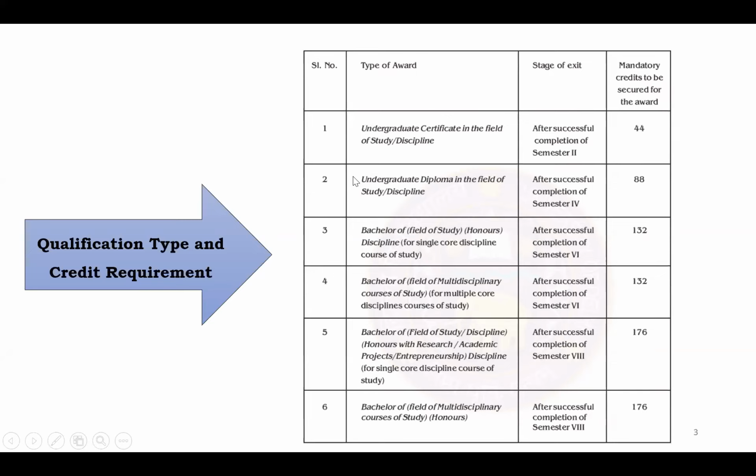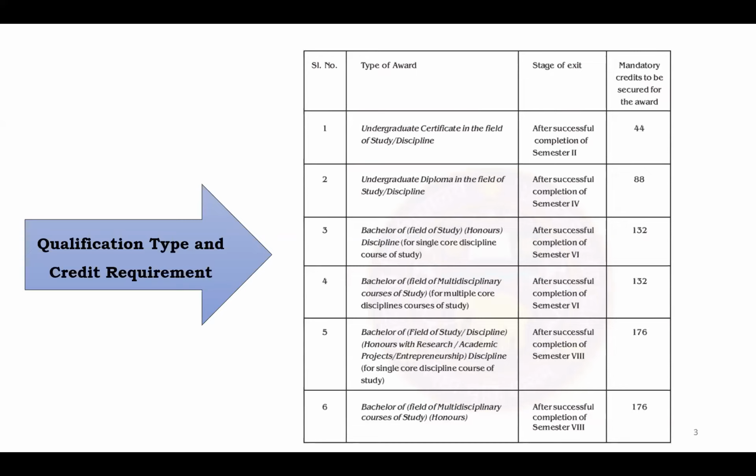So when we talk about these credits, we talk about this first stage here, that is the undergraduate certificate in the study or the discipline. You will be eligible for this certificate after the successful completion of the first two semesters, that is the first year, which in turn means that you should have accumulated 44 credits, 22 in the first semester and 22 in the second semester. After completion of a further 88 credits, that is your second year or third and fourth semester, you are eligible for an undergraduate diploma in the field of study and discipline.